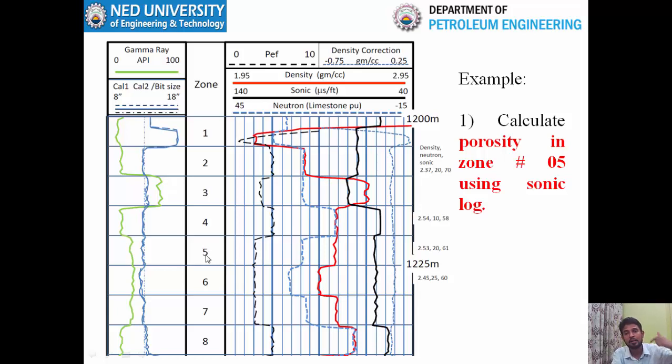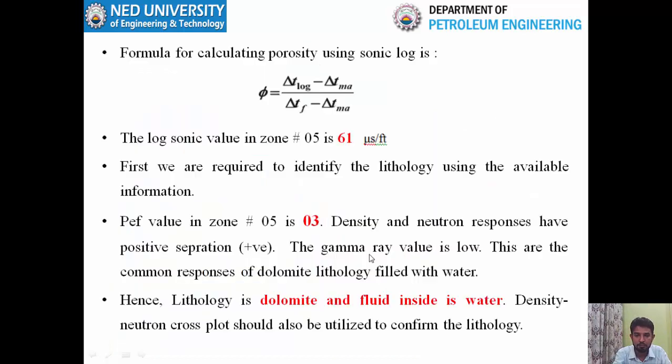Again, you can confirm this by plotting the density neutron value on the density neutron cross plot. So zone number 5 is dolomite with water, and the value of the sonic log in zone number 5 is around 61. So 40, 45, 50, 55, 60, and slightly higher than 60, 61. So the log sonic value in zone number 5 is 61 microseconds per foot.